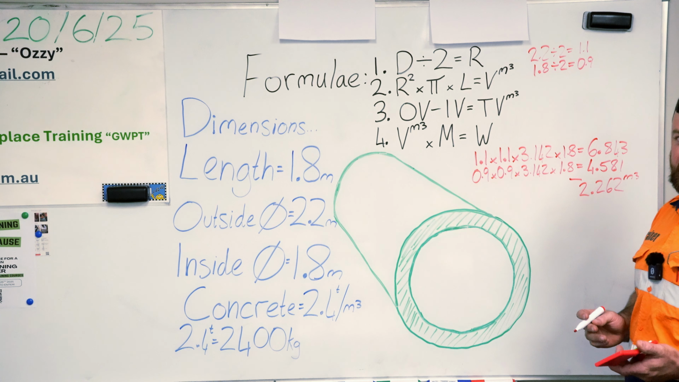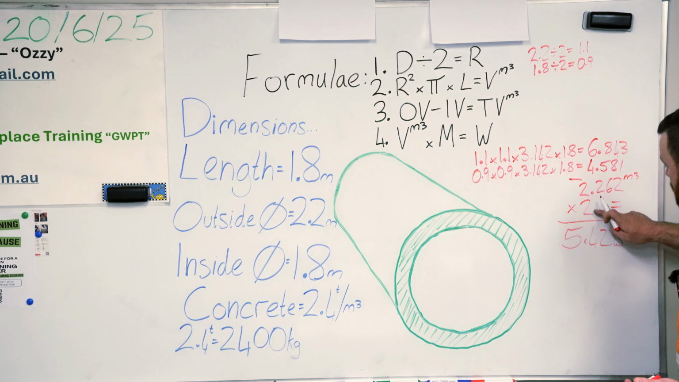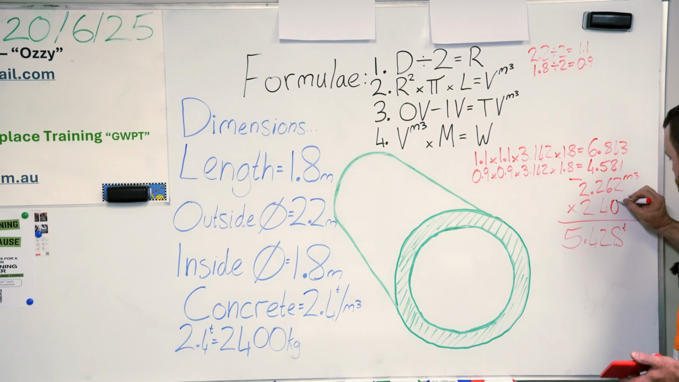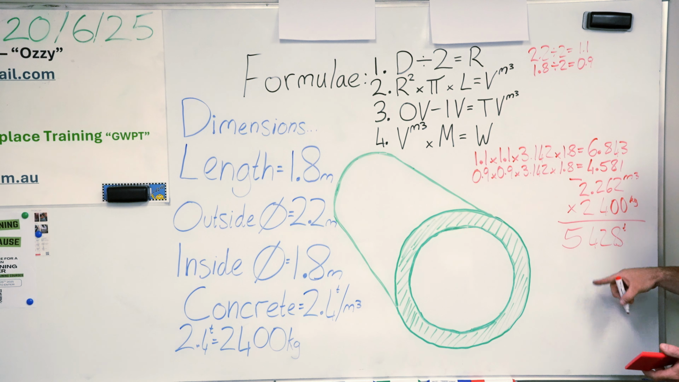Now what is that number? That is your weight. That is tons. Or if you multiplied that by 2,400, your answer would be 5,428 kilos. But because we multiplied it by 2.4, we're multiplying it by tons. So the answer is going to be in tons. There is no right or wrong way about doing this. You can multiply it by 2,400 kg, and that's going to give you 5,428 kg. But if you multiply it by 2.4, it'll give you your answer in tonnes, which would be 5.428.